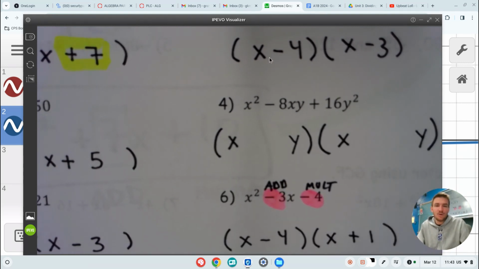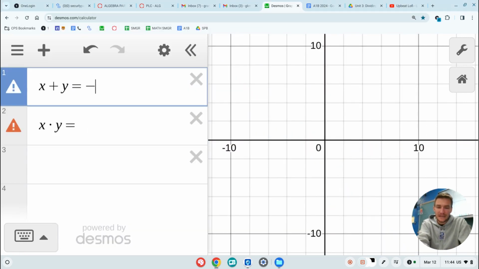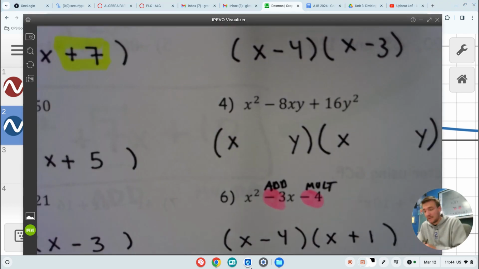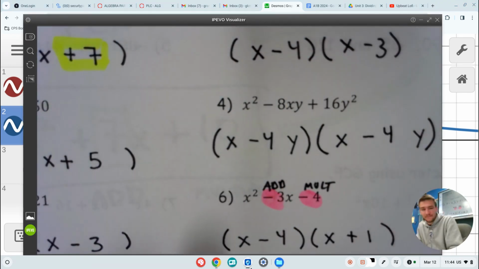Then you go to Desmos, it's -8, 16. So I go here, clear this out, -8, 16. Now this one I only see 1 dot because it's -4, -4. And what happens if you flip those around? It's still -4, -4. So the answer here is going to be -4, -4.